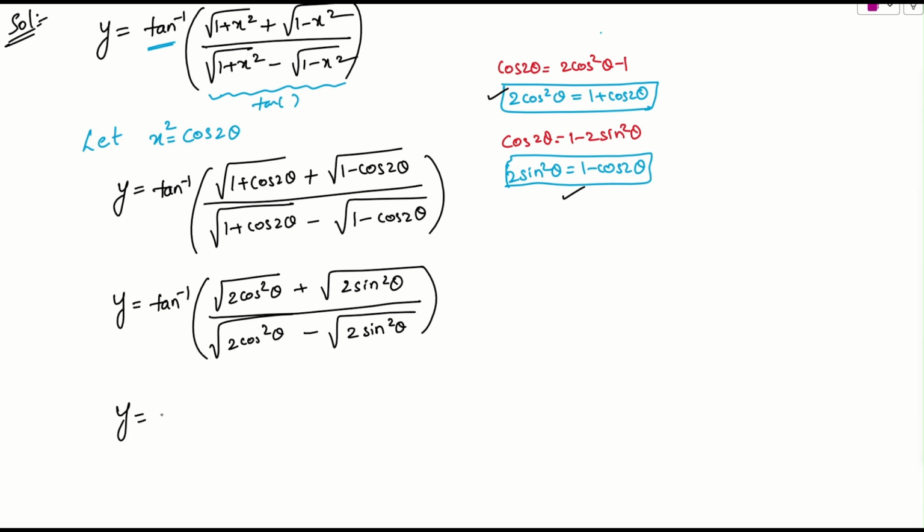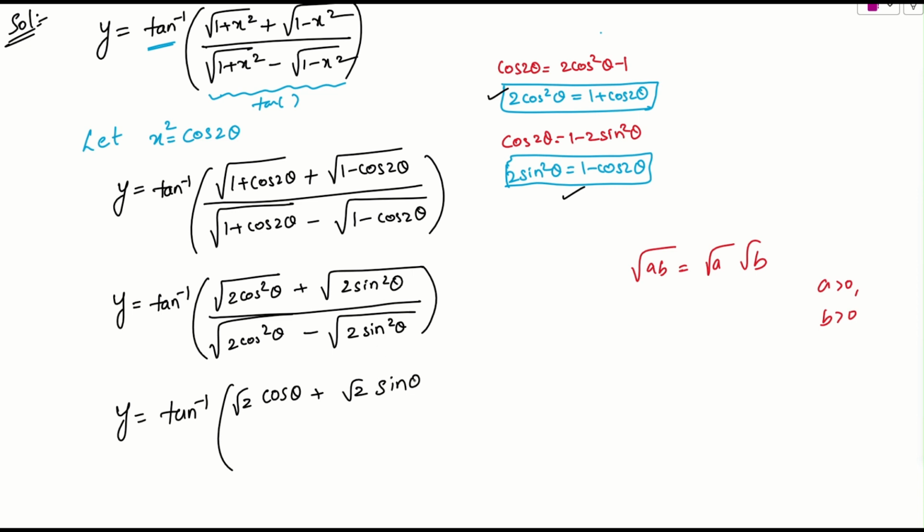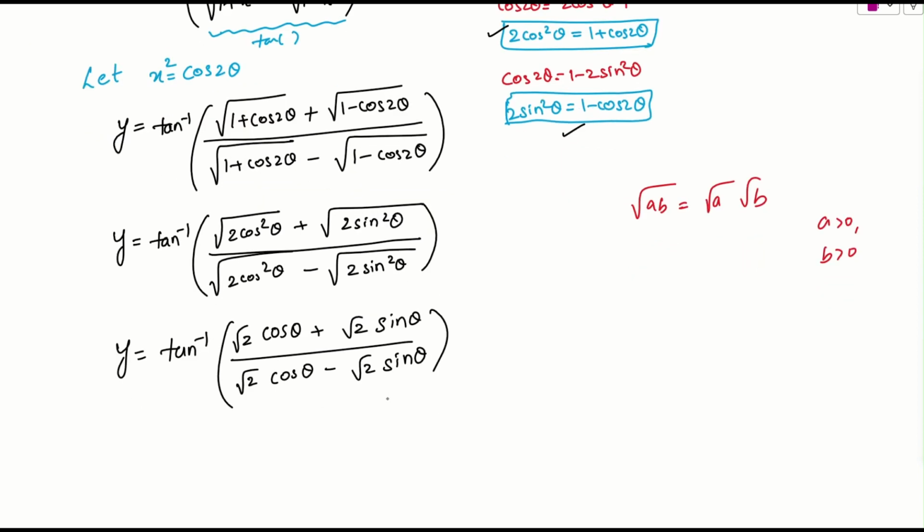What I can say, y is equals to, let me write this simply, tan inverse of root 2. I can split, we already know root ab can be written as root a into root b whenever a is greater than 0 and b is greater than 0, right? The same thing I will be applying in this case. I can write it as root 2 into cos, the square and the root both cancel, so I'll be getting cos theta, plus root 2 into sine theta, by the denominator, which is also the same: root 2 into cos theta minus root 2 into sine theta. Is it okay? Yeah. I think after this step it will be very easy for you.